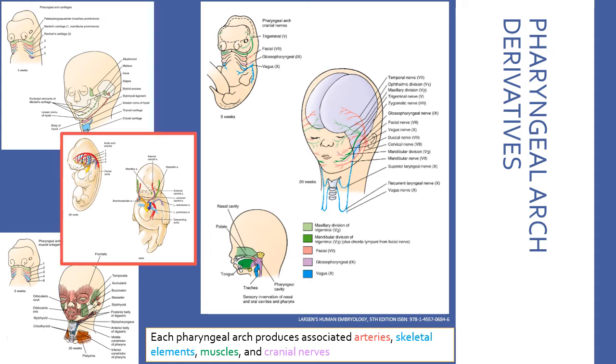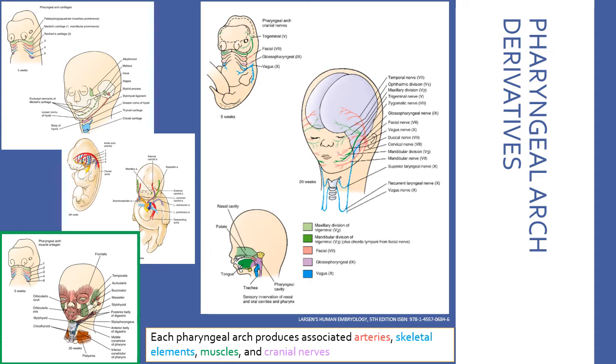So each arch is going to produce an artery, which will go on to join the rest of the circulatory system, and we discussed that in an earlier chapter. Likewise, each arch produces a skeletal element that will go on to form part of the structure of the head or the neck. Now, the muscles that are derived from the pharyngeal arches, there are a lot of them. And if you think about it, human faces can really make a very complex array of facial expressions, and that's all thanks to these muscles.